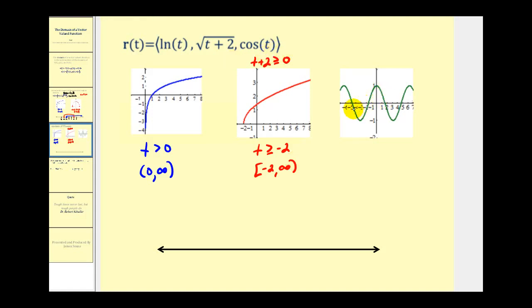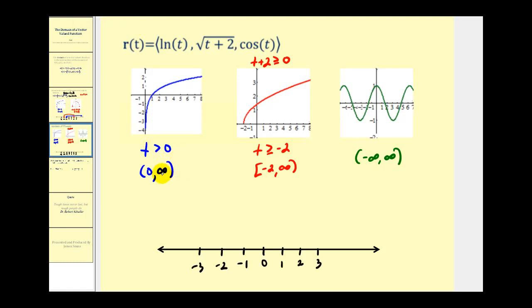If you look at the graph, this graph is moving left and right forever with no breaks or holes. And that tells us that the domain of cosine of t would be all real numbers, or from negative infinity to positive infinity. Let's go ahead and graph all three of these and see where they intersect.